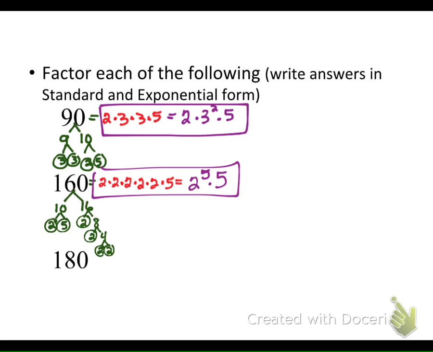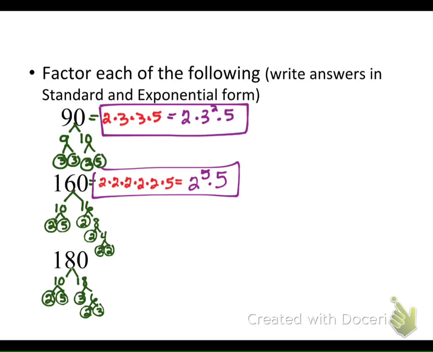All right, the last one that I'm going to factor and then write in standard form and exponential form is going to be 180. I'm going to use 10 and 18 as my factors. I then factor 10 by 2 and 5. I'm going to circle the 2 and the 5 because they're prime. For my 18, I'm going to use 3 and 6. Circle my 3 because it's prime. And then factor my 6, it's 2 and 3.